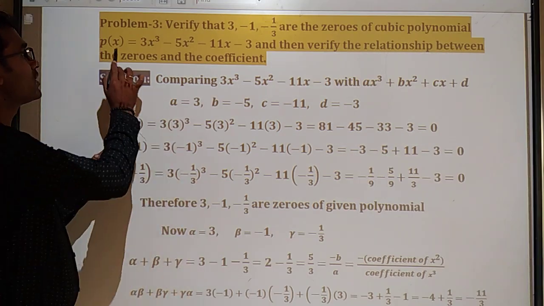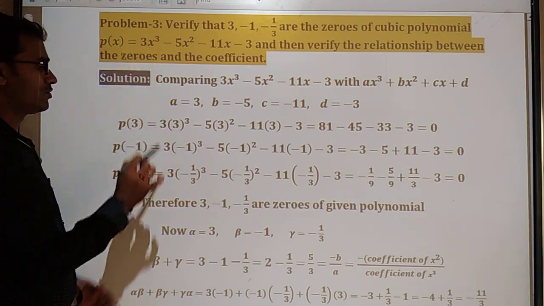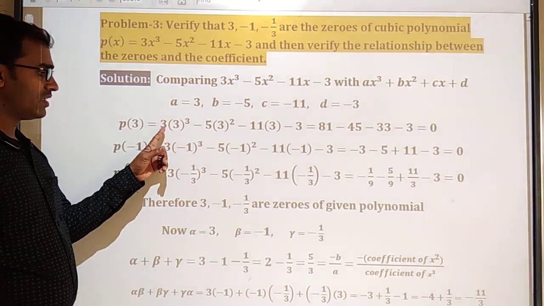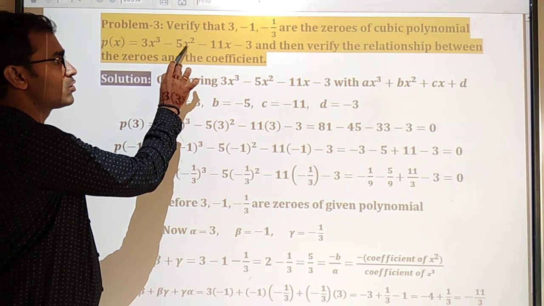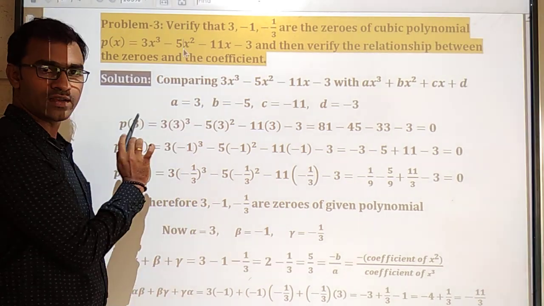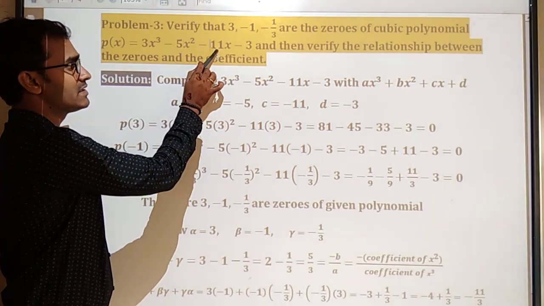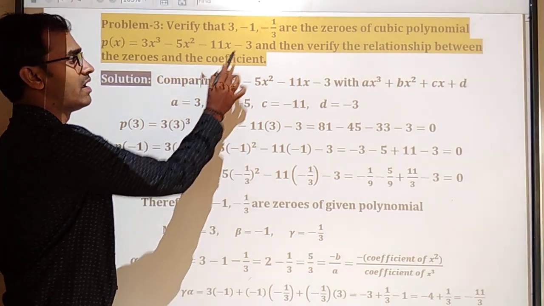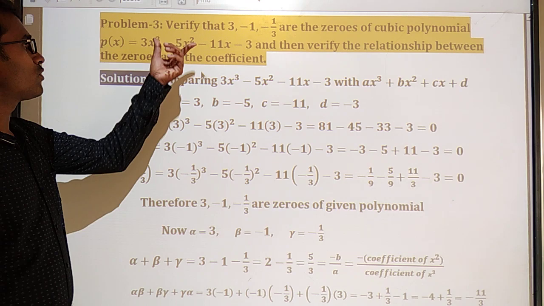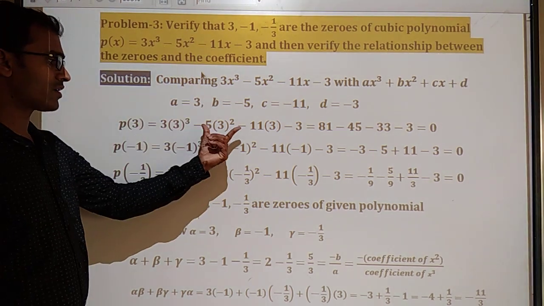Substitute x equal to 3 in the polynomial: 3 into x cube, minus 5 as it is. Again, substitute x equal to 3 in x square, minus 11 as it is, and x equal to 3, and minus 3.